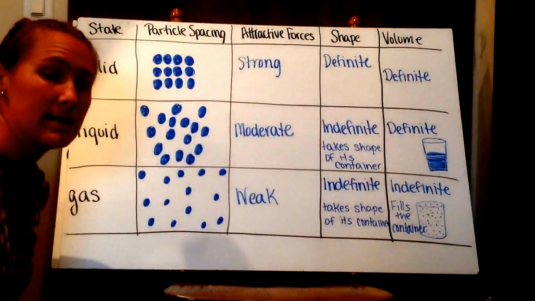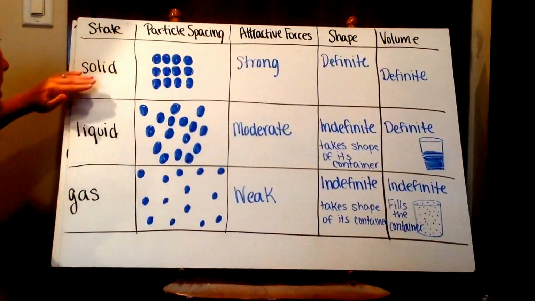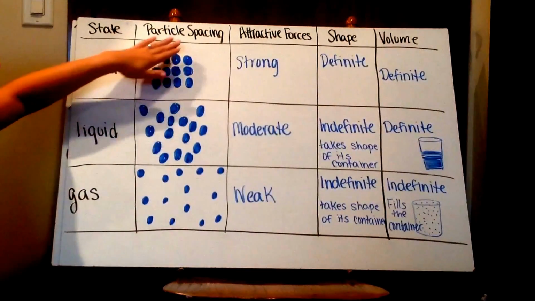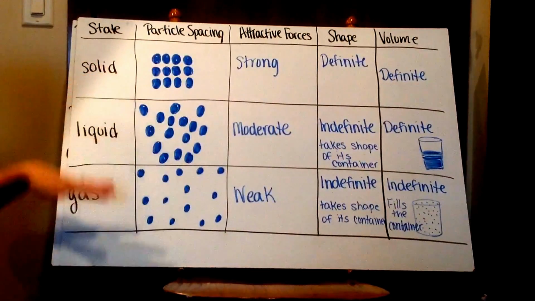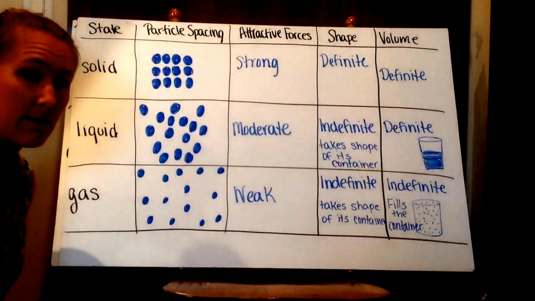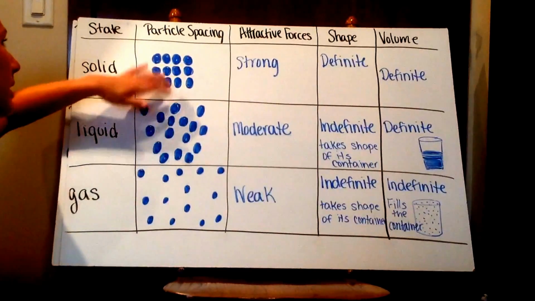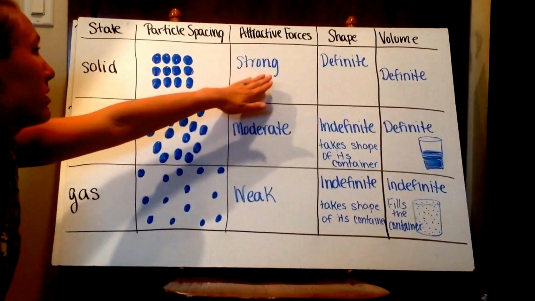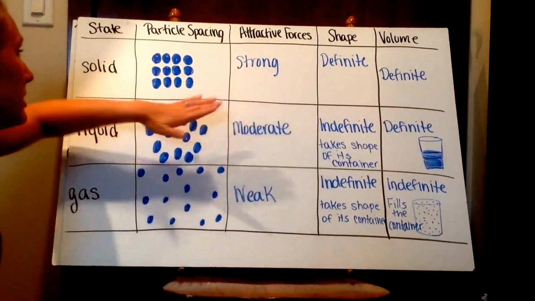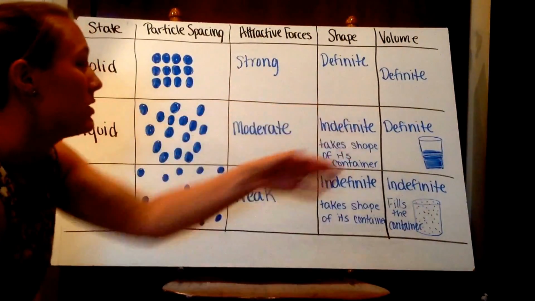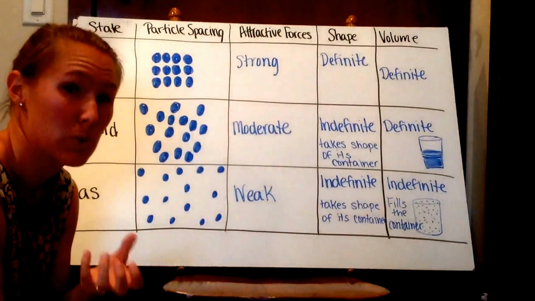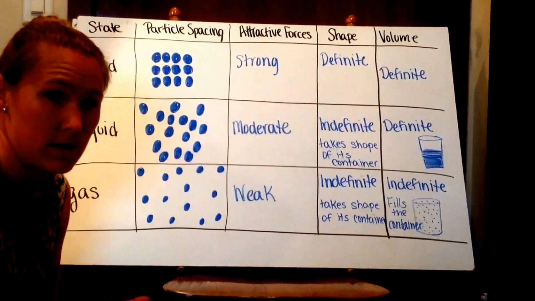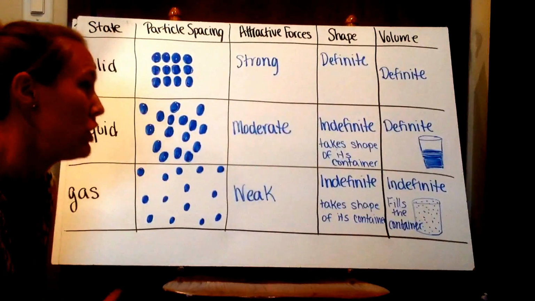Matter can take three different forms. We can have solid, liquid, or gas. Our particles are going to spread out as it goes from solid, liquid, to gas, except for water. In a solid, the particles are bound very tightly together. They have strong attractive forces. Their shape is definite, so if it's in the shape of a cube, it's going to stay that shape. And its volume is also definite. You can't alter the volume of the cube.